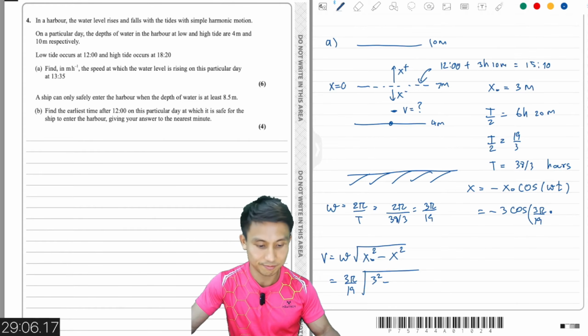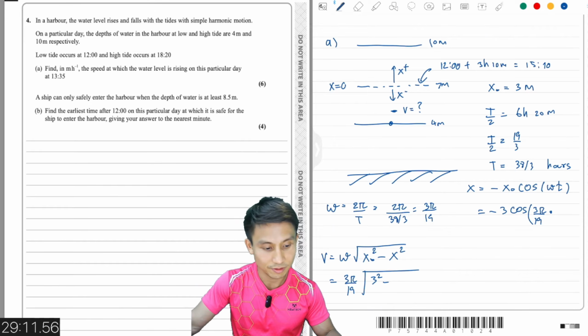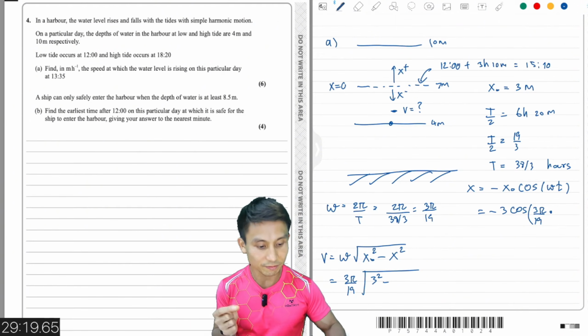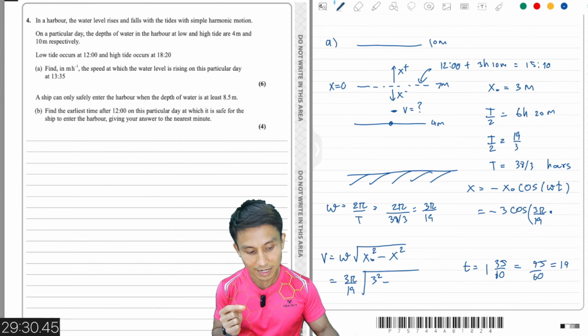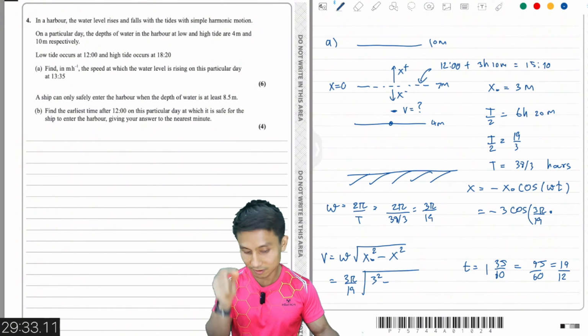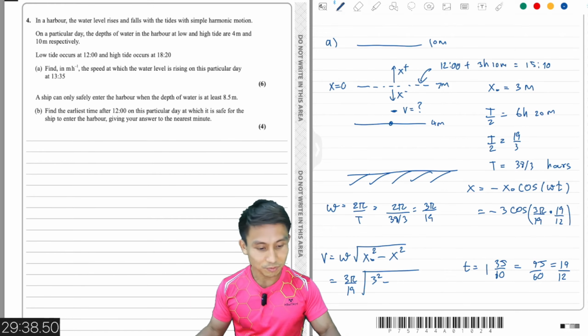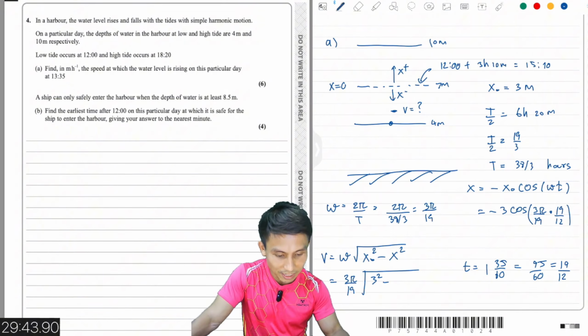And the time in hours from 12 o'clock there. So 13:35 is 1 hour and 35 minutes. That is just 95 over 60. If I simplify that, I get 19 over 12, using 5 to cancel that. So this is 19 over 12. I expect a negative number here because it's just below the equilibrium position. So that would just be the x value.